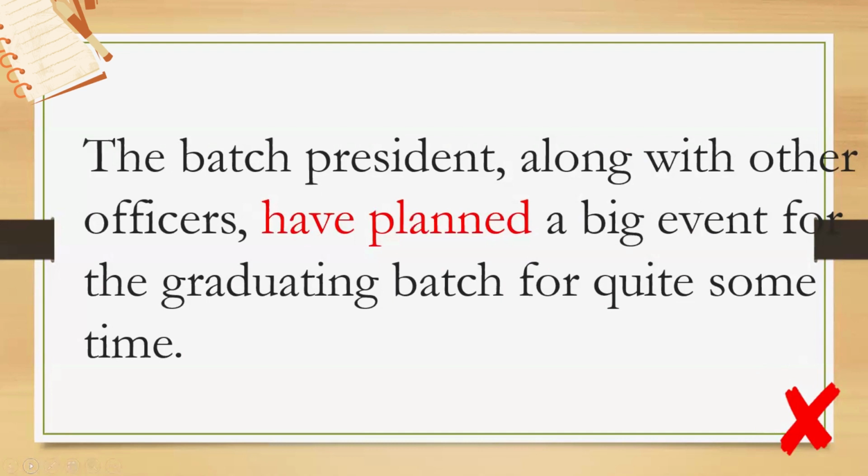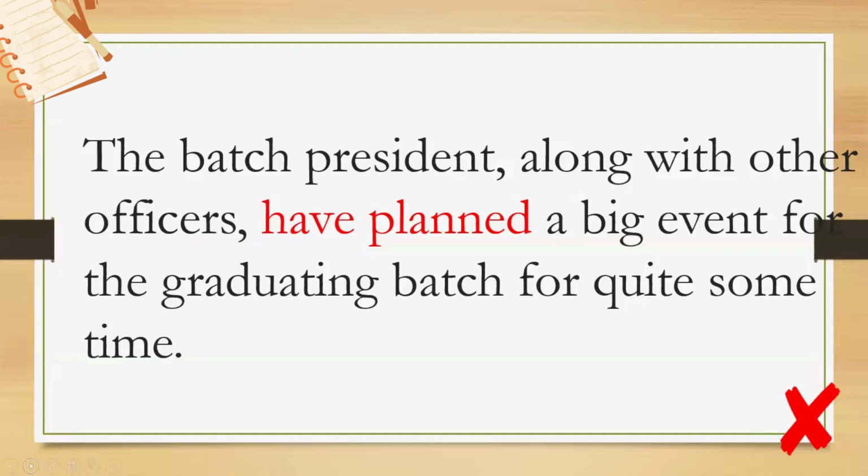Yes, you have it. The batch president along with other officers have planned a big event for the graduating batch for quite some time. Now the subject here is president, not officers. Along with other officers is your intervening phrase, or in short, the word officers is the object of the preposition along with. Now we have here the subject is president, which is singular, but have is plural. That is why there is something wrong with the subject and verb agreement.